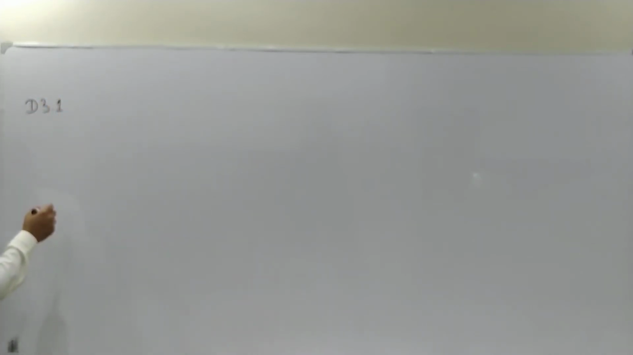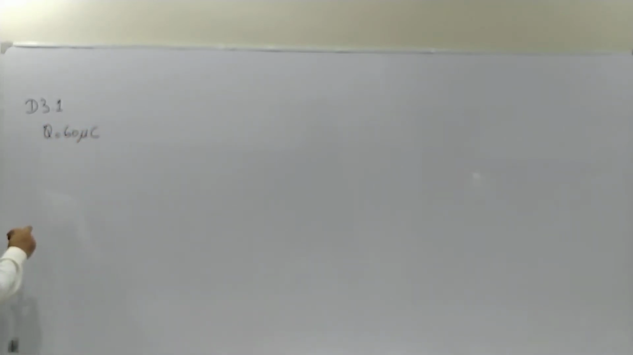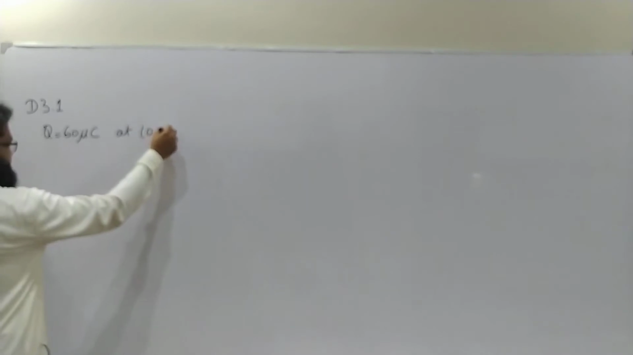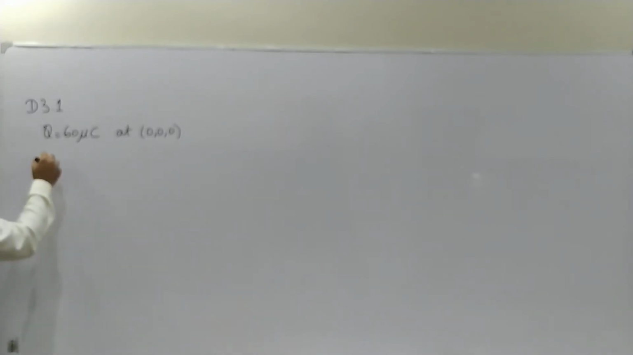gives us a charge of 60 microcoulombs. So this is quite straightforward, and it is located at origin, so 0 0 0, and it says that given a 60 microcoulomb point charge at origin, find the total electric flux. So we are talking about flux, remember, psi, not D, not flux density, passing through part A.